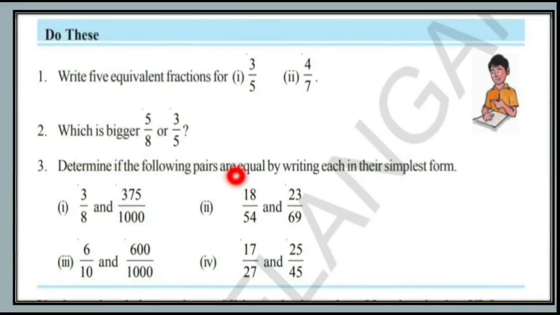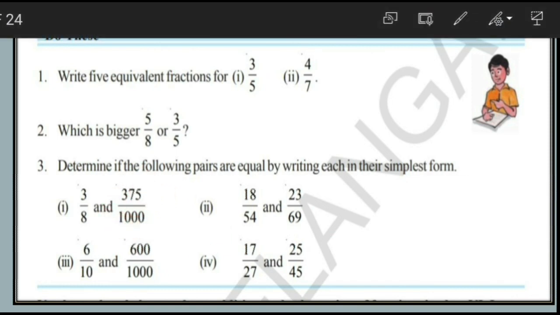Determine if the following pairs are equal by writing each in their simplest form. That means observe that here in first one, 3 by 8. 3 by 8 is in simplest form. But 375 by 1000, it is not in simplest form. So first we have to write that in simplest form, and after that we have to determine whether these pairs are equal or not. So first take 375 by 1000.